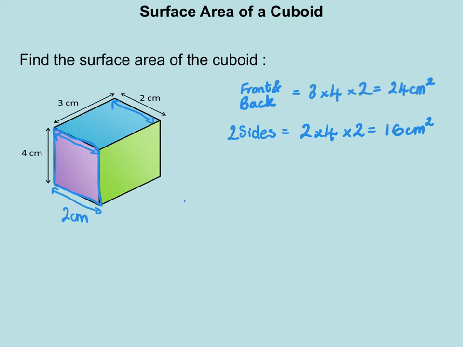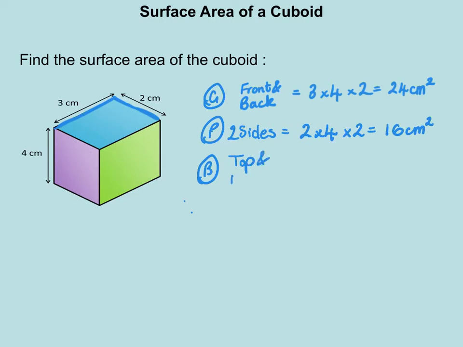Right, which one have we not done yet? We've done the green one, we've done the purple one, now we need to do the blue one. So what have we got this time? It's 3 wide and 2 along that bit. So this would be for the top and the bottom, wouldn't it? Again, we can't see the bottom because it's hidden. So for the top, we've got 3 by 2, but we're doing it for the top and the bottom, so just double it.